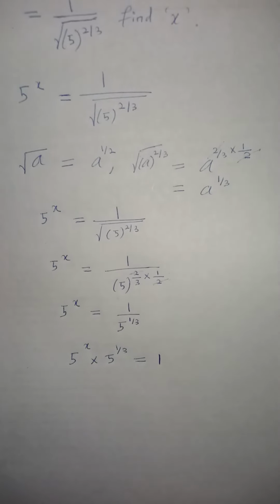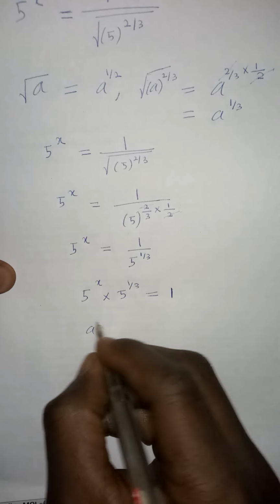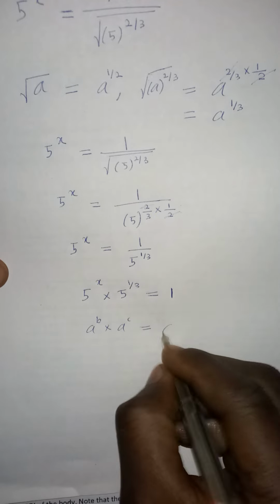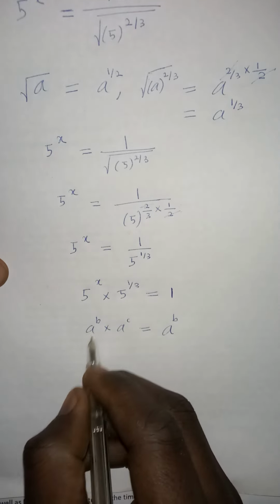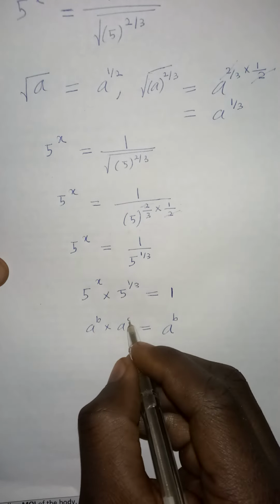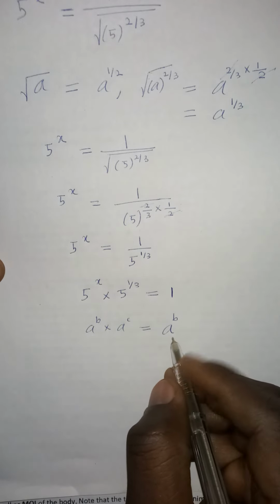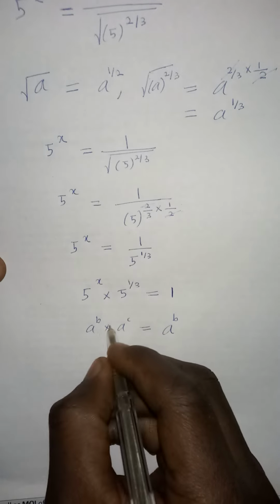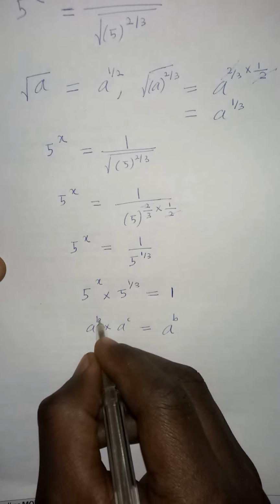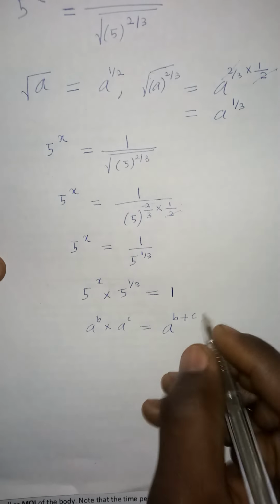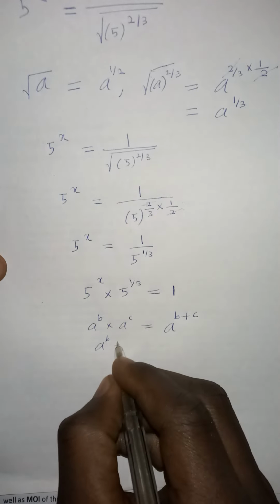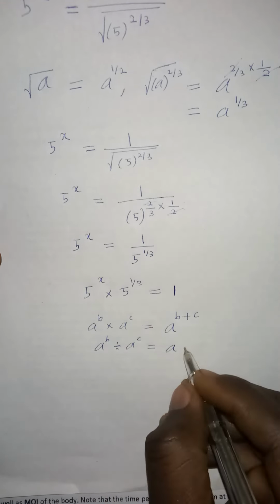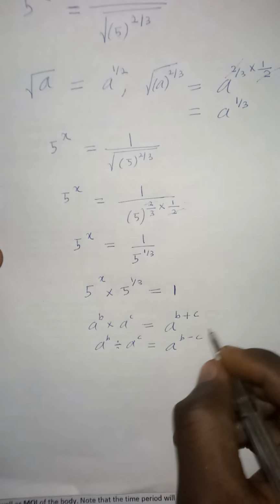From the rule of indices, if we have a raised to power b multiplied by a raised to power c, we have base a here raised to power b, and base a here raised to power c. According to the rule of indices, we pick one of the bases and add the powers if we have multiplication between them. So this is going to be a raised to power b plus c. But supposing we have a raised to power b divided by a raised to power c, since we have division, it is going to be subtraction at the power, so b minus c. But I only need this to solve the problem.